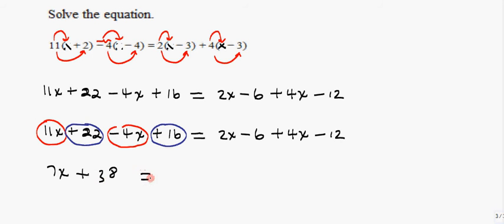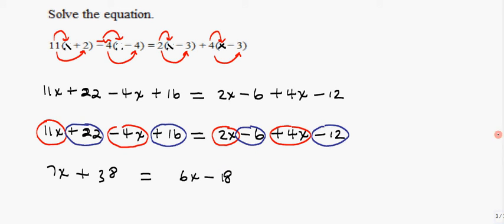And then the next side over here, I'm going to combine the 2x and the 4x, and also the negative 6 and the negative 12. All right, 2x plus 4x is 6x. Negative 6 minus 12. Again, we're combining these two things. They're both negative. Negative 6 minus 12 is going to be a negative 18.